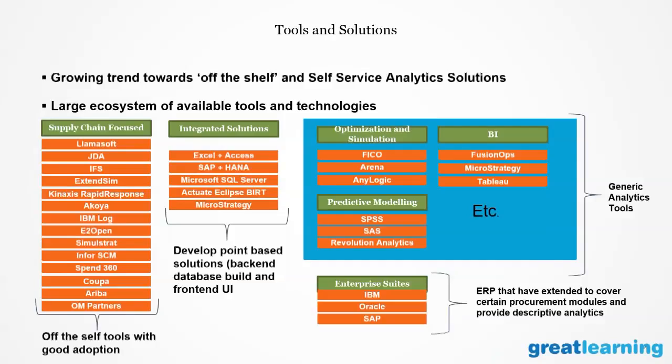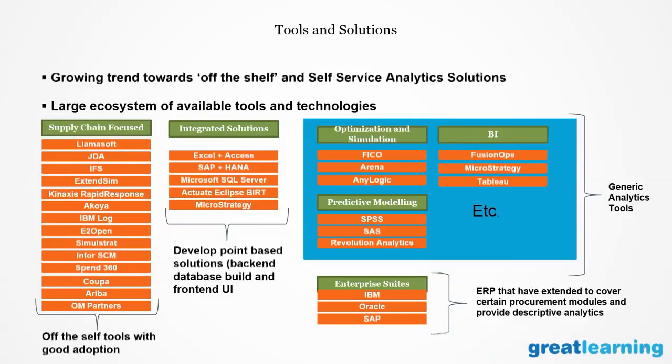So the first type of tools are those which are very supply chain focused. These are off-the-shelf tools which already have very good adoption. What these tools typically do is they of course provide visibility into the data, but they also do certain complex analytics as well. So if you look at LlamaSoft, it can model your network, your transportation, etc., and already has inbuilt optimization models to give you insights on the right route or right network to follow while managing the delivery of your goods and services.